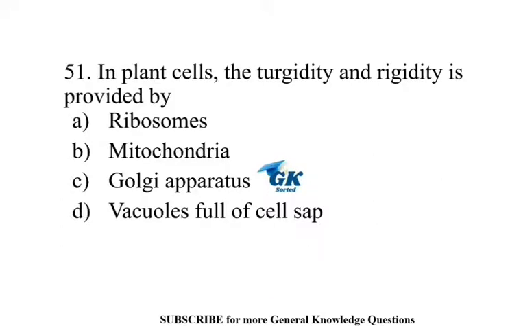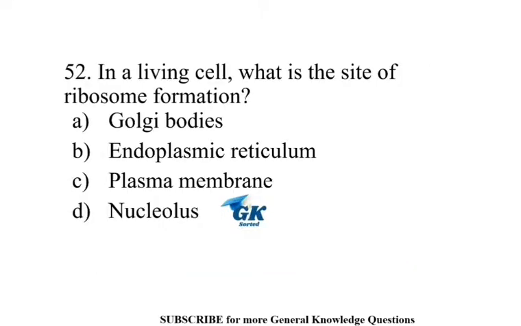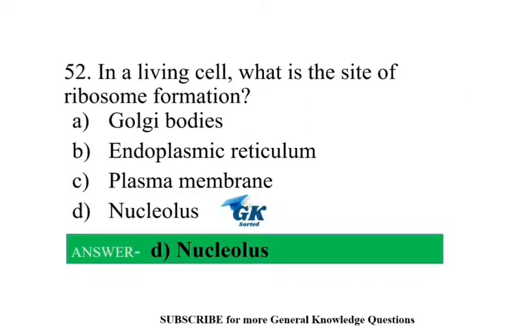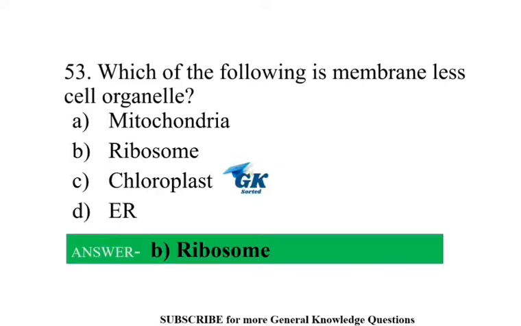In plant cells, the turgidity and rigidity is provided by vacuoles full of cell sap. In a living cell, what is the site of ribosome formation? Nucleolus. Which of the following is membrane-less cell organelle? Ribosome.